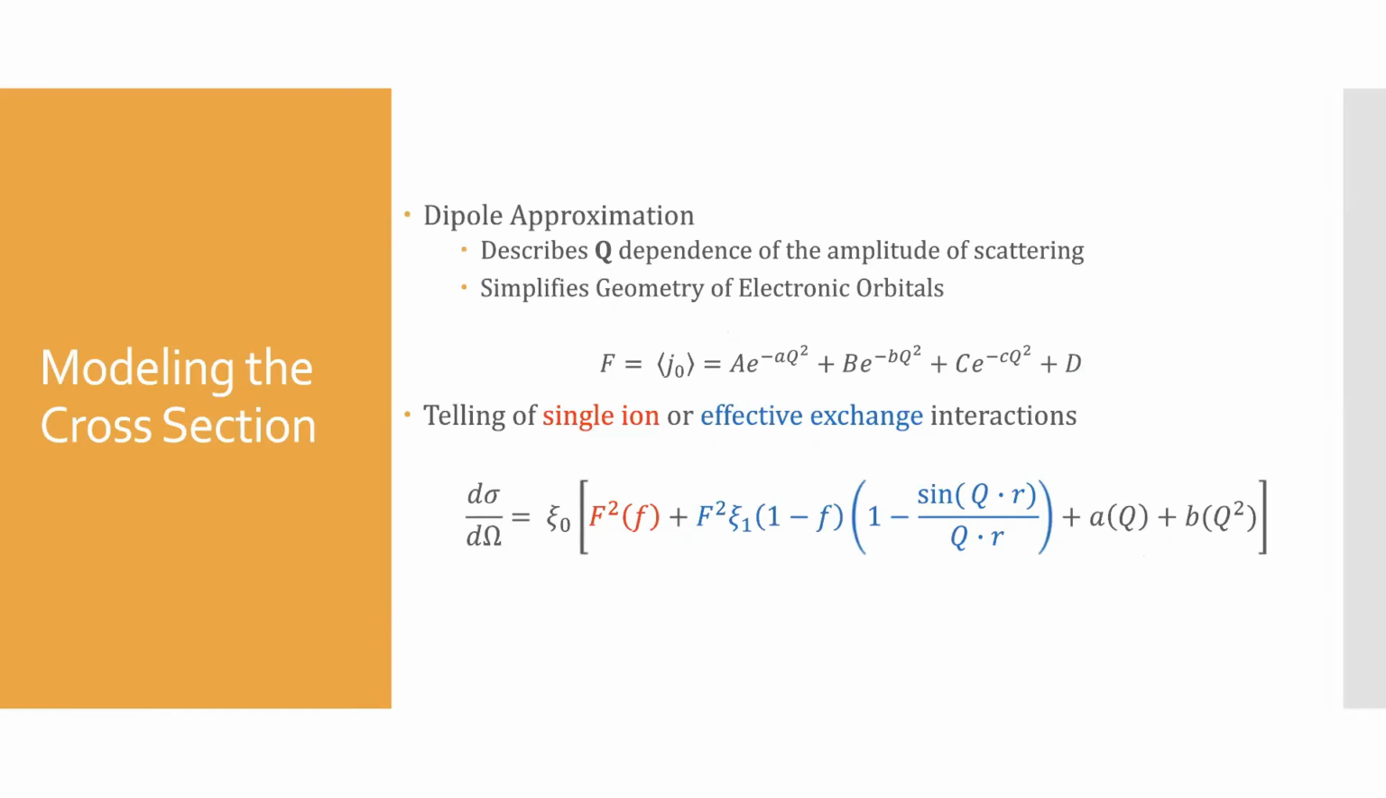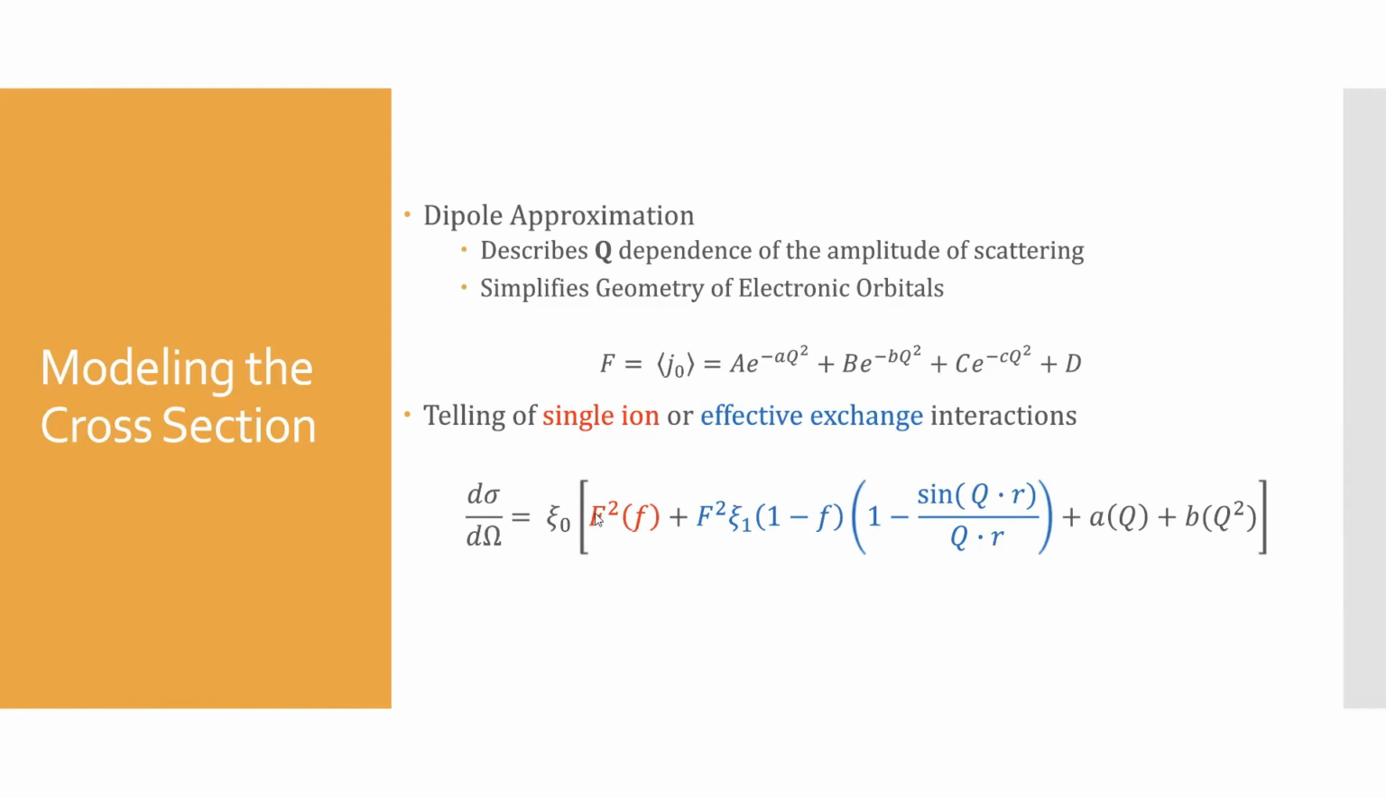And in modeling each sample, we model the cross-section, or the Q dependence of the data. We start by using a dipole approximation, which takes out the complexity of the geometry of electronic orbitals and simplifies them to spherical, which in our case is a fine approximation to make due to how the orbitals are filled in both of our samples. So we use that to get our magnetic form factor F, which will tell us the amplitude of the scattering. And then we use that and split it into a single ion and effective exchange interaction.